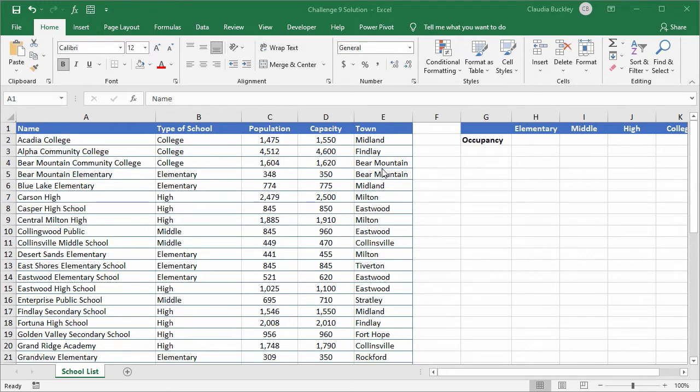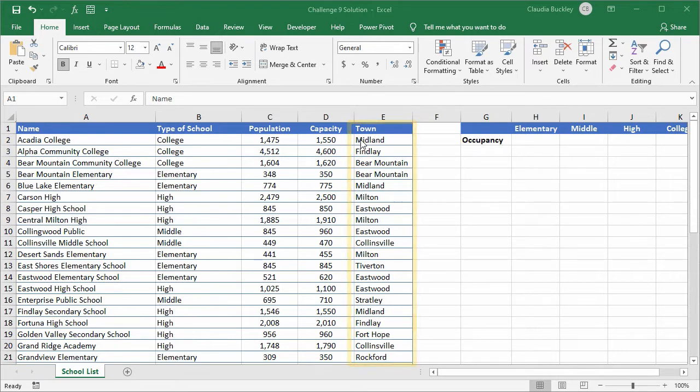In this challenge, we're going to need to do something we do every day in Excel: sort values. But today we're sorting with a twist. Can you help a school board intern to list the schools alphabetically by town instead of by school name?